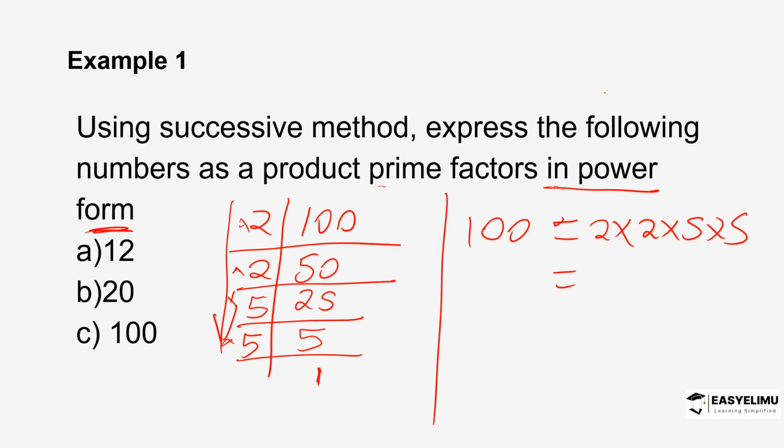you simply identify the prime factors that are in the product. So the first one is 2, and then you check the number of times this 2 is appearing. That becomes the power of 2. And then again, the next one is 5. Check the number of times 5 is appearing in the product, and that is 2 times. So 100 expressed as a product of its prime factors in power form becomes 2 power 2 multiplied by 5 power 2.